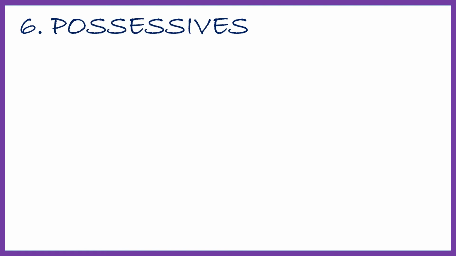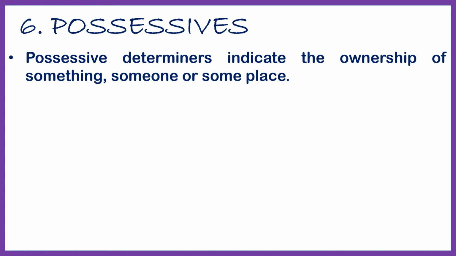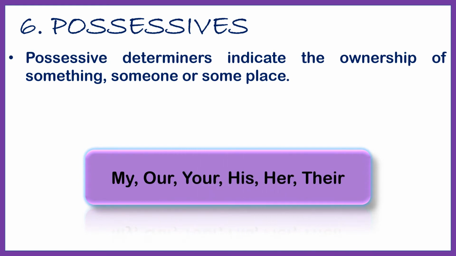Our sixth category of determiners is possessives. Possessive determiners indicate the ownership of something, someone, or someplace. These are the possessive determiners: my, our, your, his, her, their. Let's see how to use them in our examples.